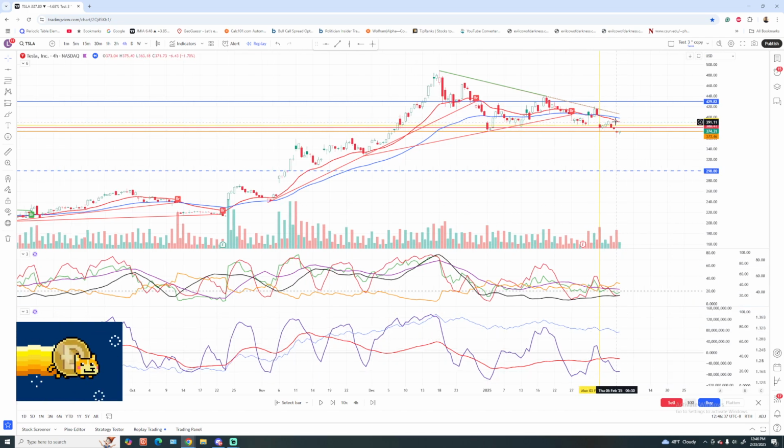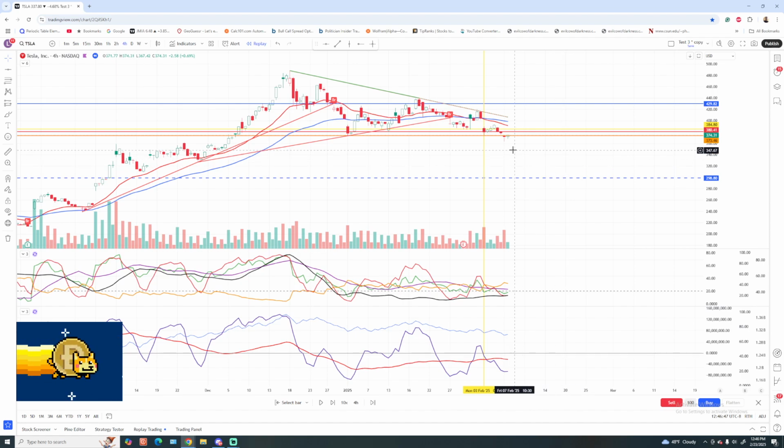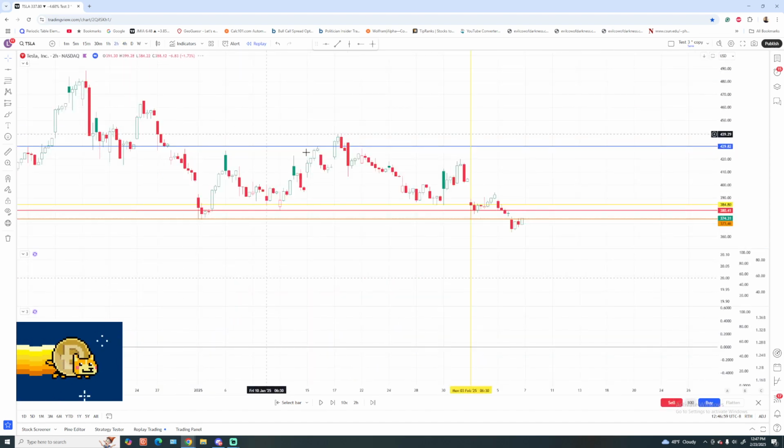So it already broke this red and this yellow. So the thing is, I wouldn't go into it right away because there's also an indication if it holds above this yellow line and breaks above this red and this yellow, then it'll have its upside. So now I want to get more data.